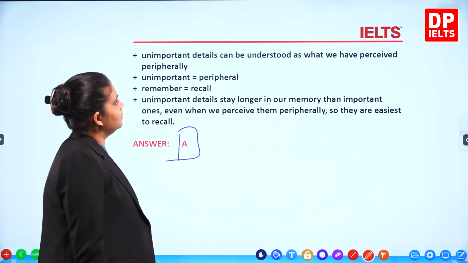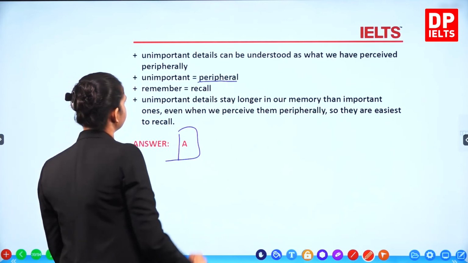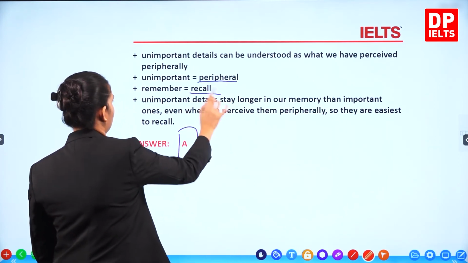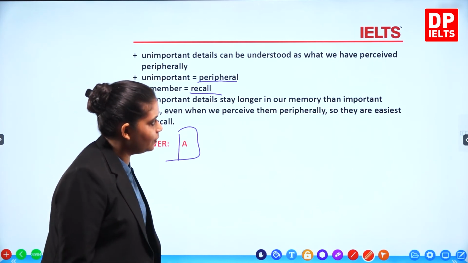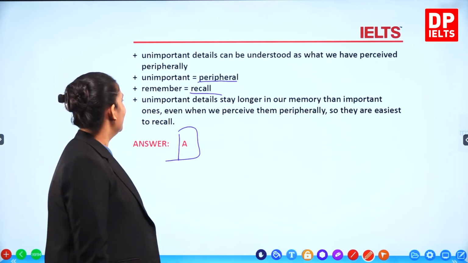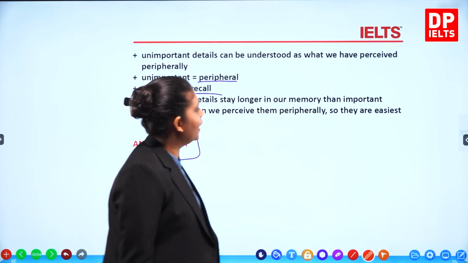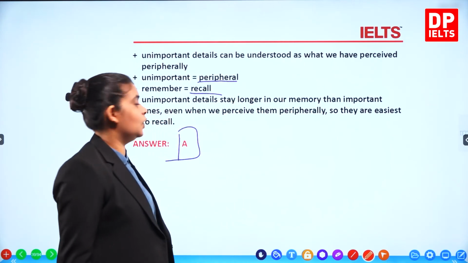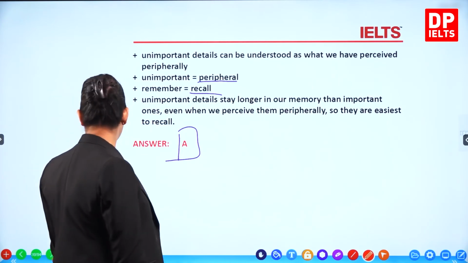Unimportant details can be easily understood. Unimportant means peripheral. Remember, recall unimportant details stay longer in our memory than obviously important ones? I think so too, right? Even when we perceive them peripherally, so that they are the easiest to recall, yes. So I think answer should be E, right?